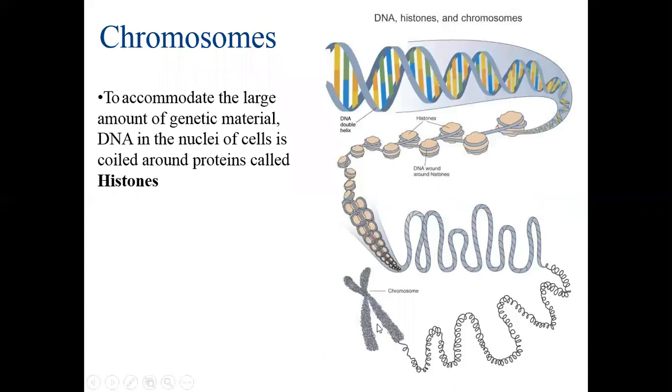So basically this is the chromosome, which is made up of the super solenoid structure, and the solenoid structure is made up of the nucleosome, and the nucleosome is made up of the histone protein and DNA around the histones, and this is the structure of DNA double helix. Basically this structure is formed to accommodate the large amount of genetic material DNA in the nuclei of the cell, and that is possible by the coiling around the histone proteins.